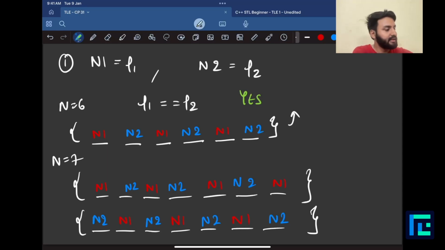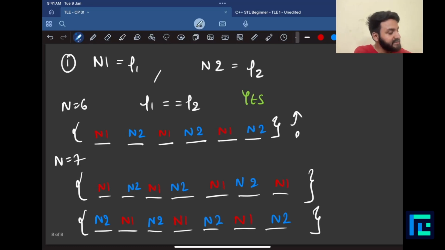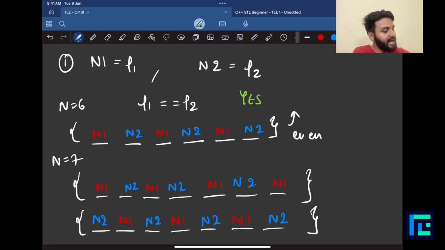But the issue is, isn't this only possible for an even-sized array? Effectively, yes, this is only possible for an even-sized array. Because for an even-sized array, you will have n by 2 positions to be occupied by the frequency f1 and n by 2 positions to be occupied by the frequency f2. But if I talk about the case where n is odd, that is why I took this case, by the way. If your n is an odd-sized array, then you have two ways to do this.